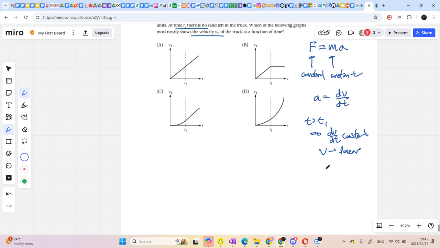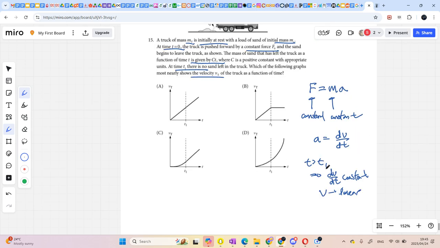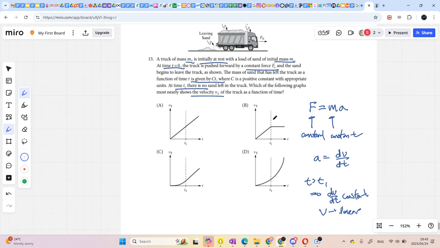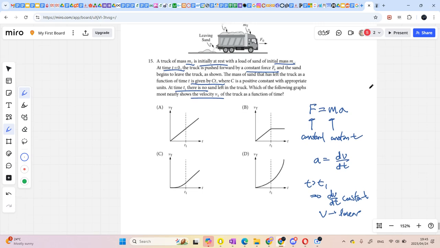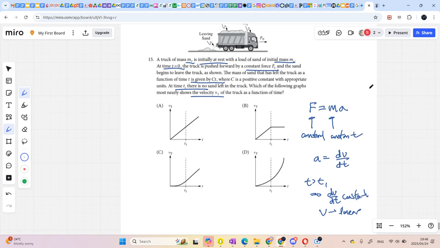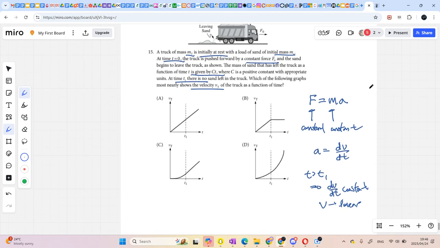Where is v linear? Well, one thing that's important to note is that the velocity is going to keep increasing because F naught is not zero. We know that for sure. So we cannot say the answer is B because the velocity is going to keep increasing. It's not D because v(t) is not linear here. So now we're left between A and C.